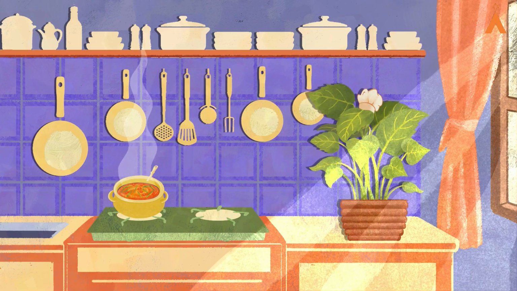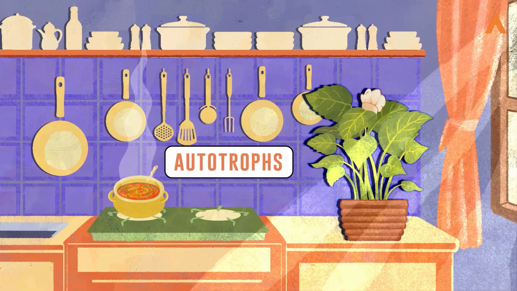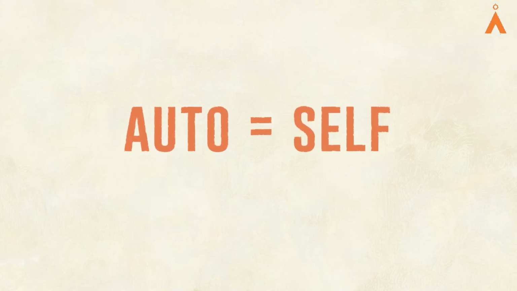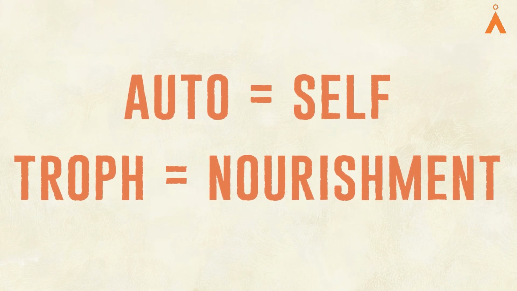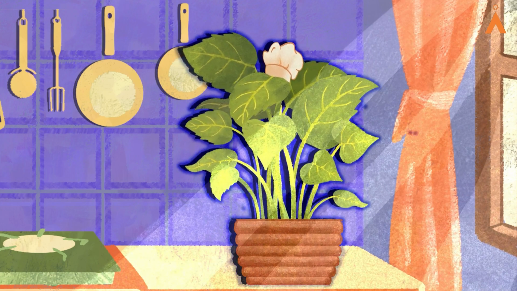Since they make their own food, we call them autotrophic organisms based on their mode of nutrition. The word autotroph comes from Greek. Auto means self and troph means nourishment or food. So, literally, it means self-feeding.